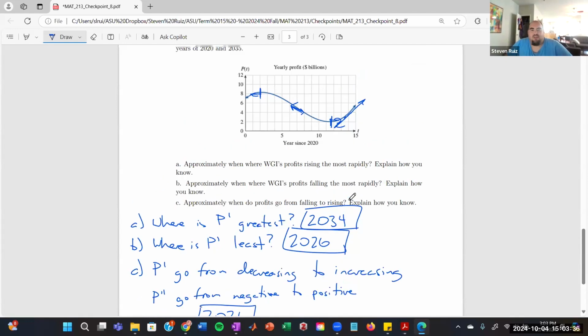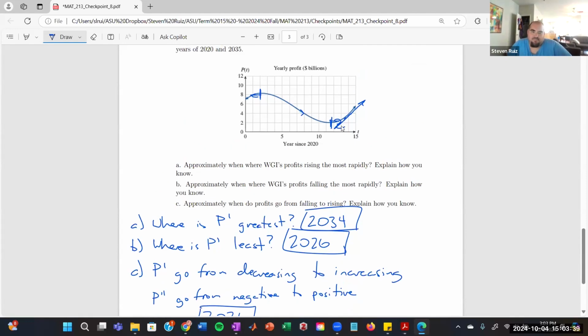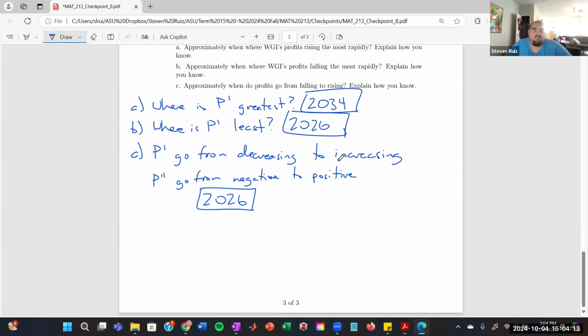Because if I were to think about this in terms of tangent lines again, I think to the left of this point, the tangent lines, if I go from left to right, are decreasing. The slopes of the tangent lines are decreasing. And to the right of this point, the tangent lines are starting to increase. So I think at this point, and I'm going to change the language in this question slightly, that's where the company started to turn around its profits. All right, so that's all for checkpoint number 8.